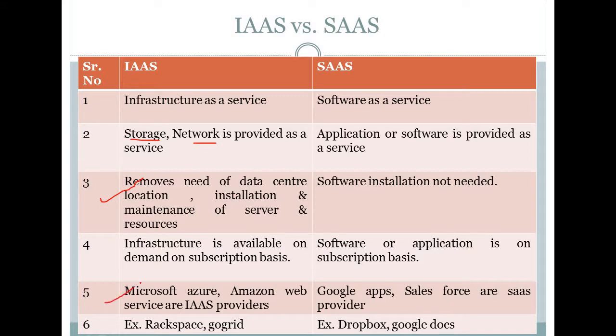Now these are the major vendor providers, Rackspace, GoGrid, and there are lots of IaaS providers. You can Google it, it's easy. And second is SaaS, that means software, as we have seen Dropbox, Google Docs, Box, Microsoft 365, which I am using. So it is a SaaS provider.